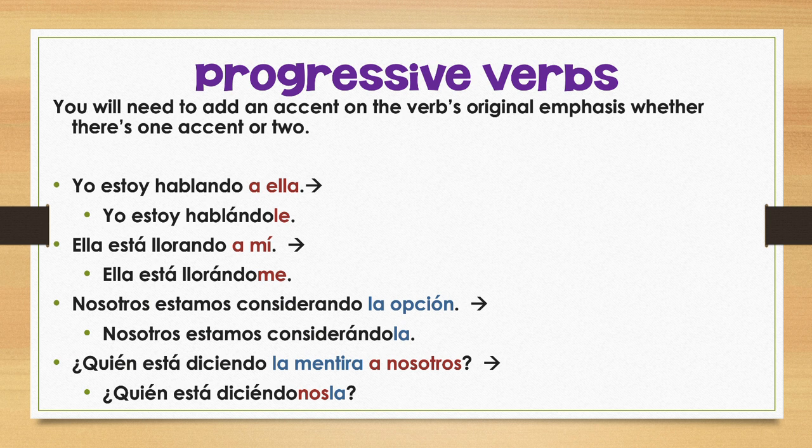All right, and finally with progressive verbs. Progressive verbs, you actually have a choice because with a progressive, you have a conjugated form of estar. So you could put the IOPs and DOPs in front of that, or you can attach them to the end of the ando or iendo verb. Since you already know how to put it in front, let's go ahead and practice putting it on the end. And either way, whether you're adding one or two, you're going to need an accent. It'll be on the a of ando or the e of iendo. So yo estoy hablando a ella would be yo estoy hablándole. Ella está llorando a mí would be ella está llorándome. Nosotros estamos considerándola.